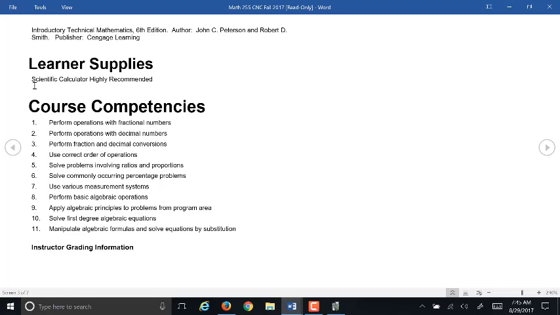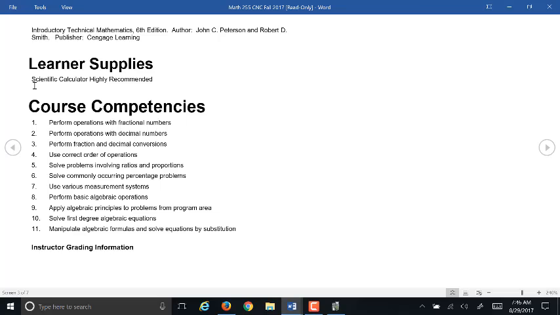I get asked about cell phones as calculators all the time. I won't stop you from using your cell phone as a calculator, but I will tell you this, for the most part, my experience is your cell phone calculator apps are a lot slower and clumsier to use when we get into the more in-depth stuff. And in the last year, I've seen a couple of apps that do fractions, but most cell phone calculator apps do not do fractions well, where the little $12 or $13 calculator does.